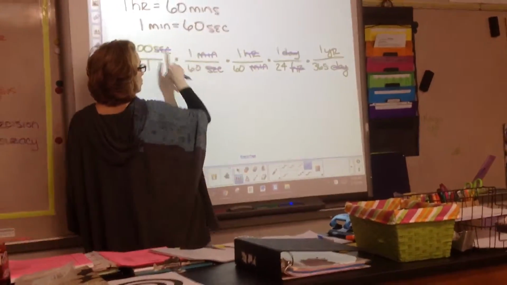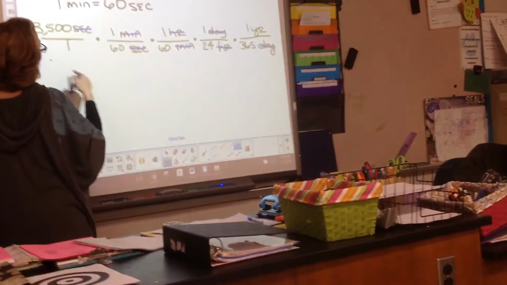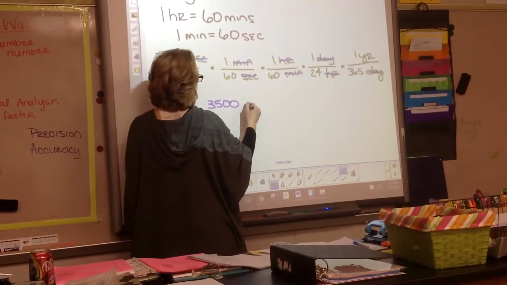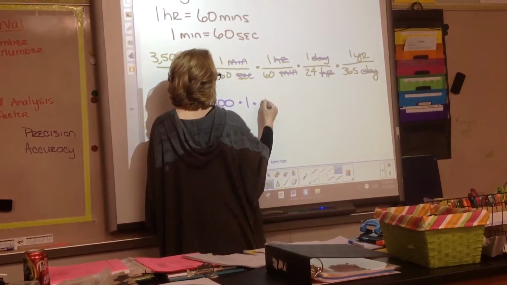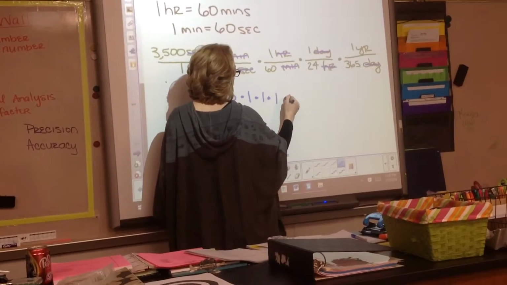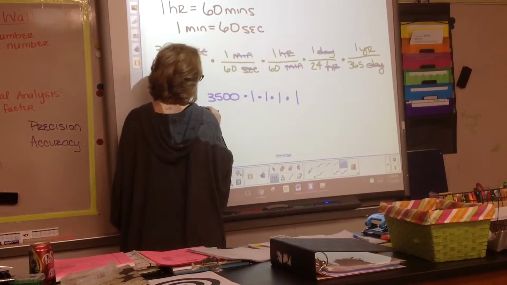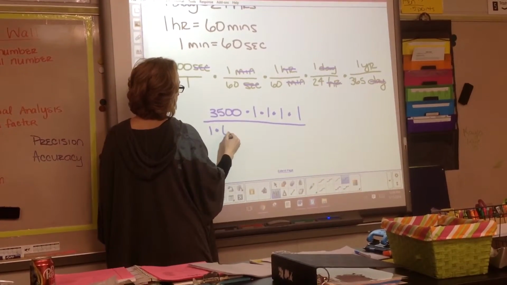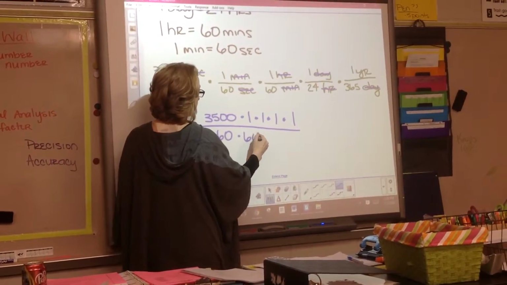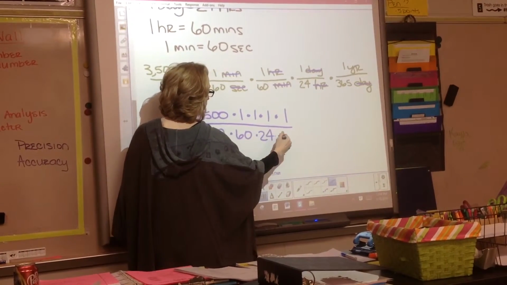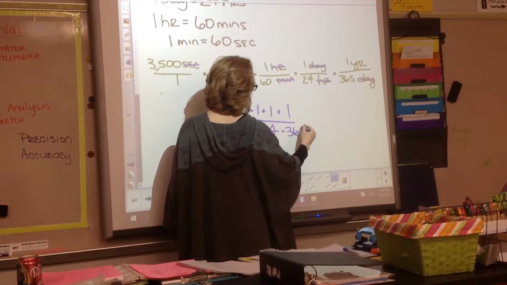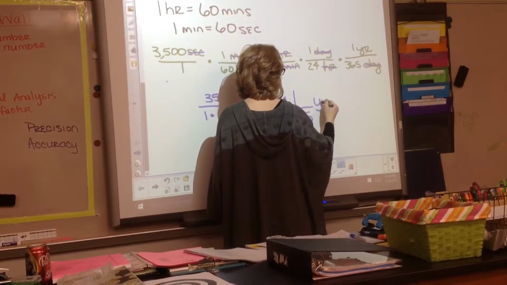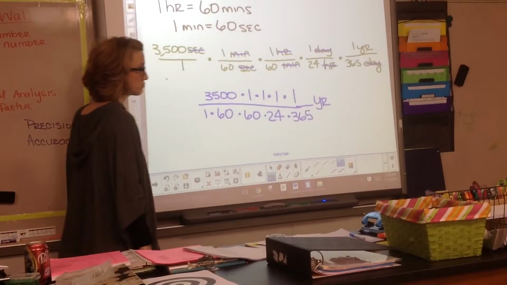With a fraction, we multiply numerator to numerator. So our numerator now becomes 3,500 times 1 times 1 times 1 and finally times 1. My denominator is going to become 1 times 60 times 60 times 24 times 365. And last but not least, I need to put my unit. Year.